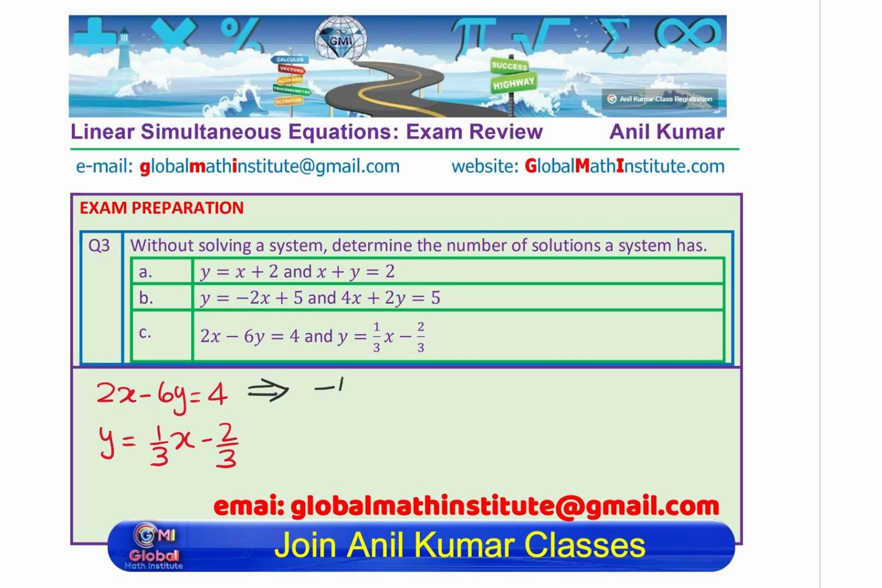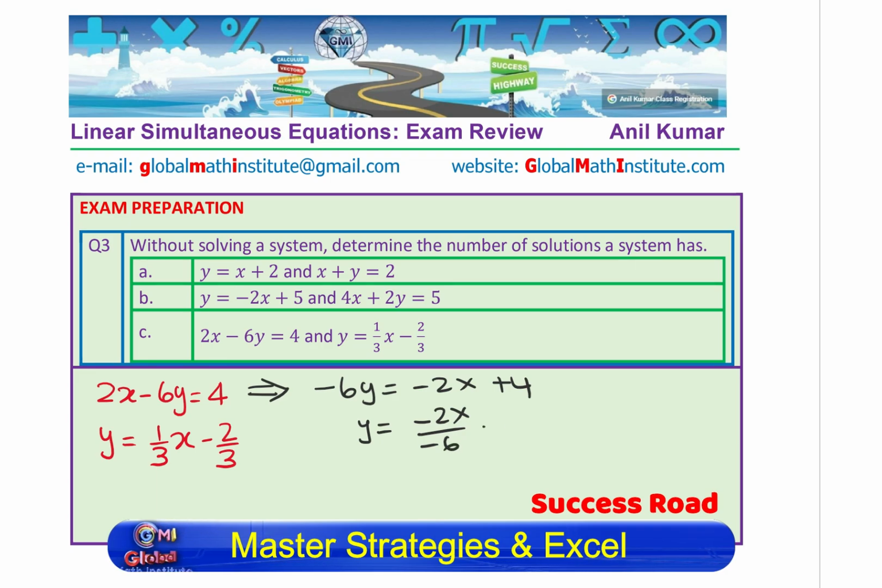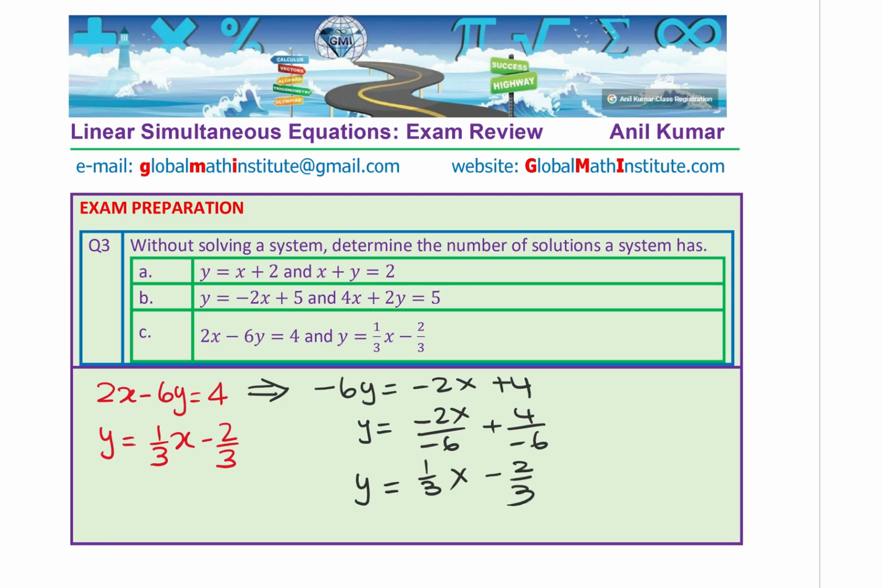Now, let us write the first equation in slope-intercept form, isolating y. So we get minus 6y equals minus 2x plus 4. Dividing by minus 6, we get y equals minus 2x divided by minus 6 plus 4 by minus 6, correct? So that gives us y equals 1/3 of x, right? And here we get minus 2/3. So as you can see, both equations are exactly the same, right?